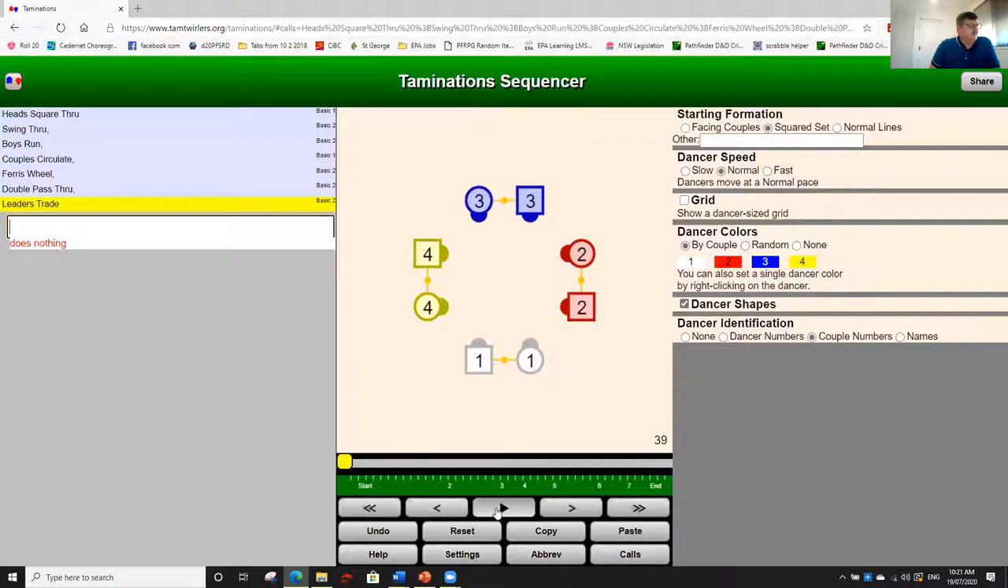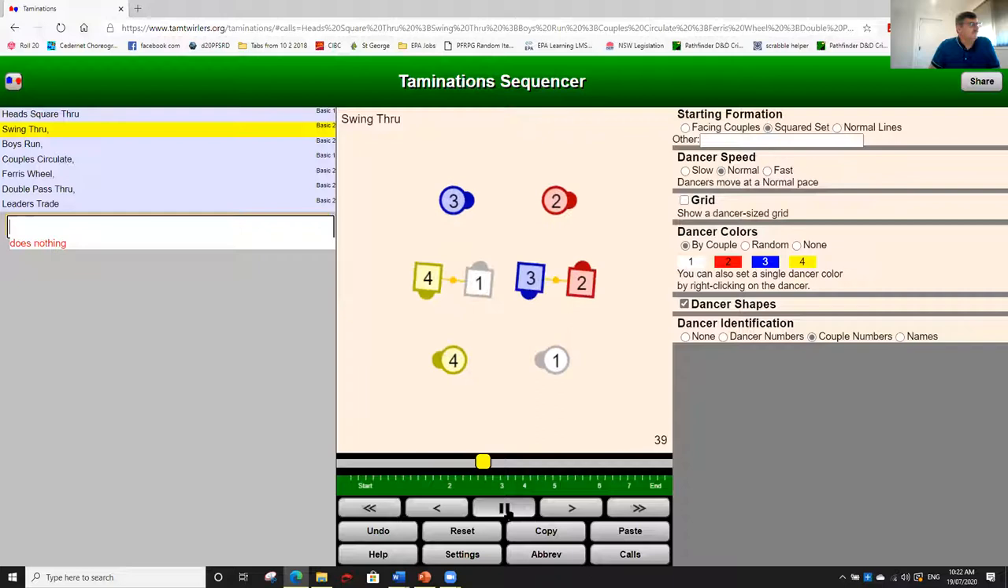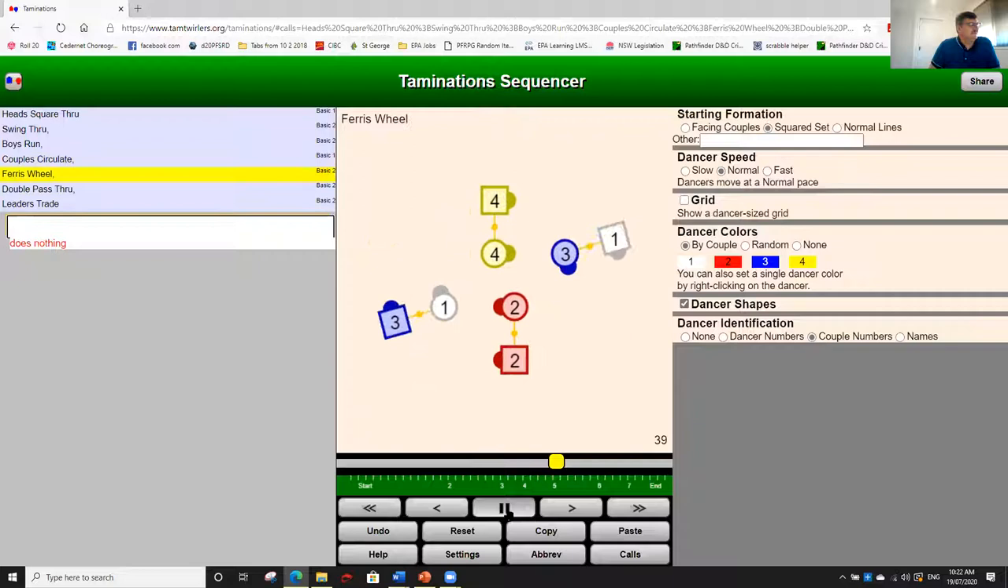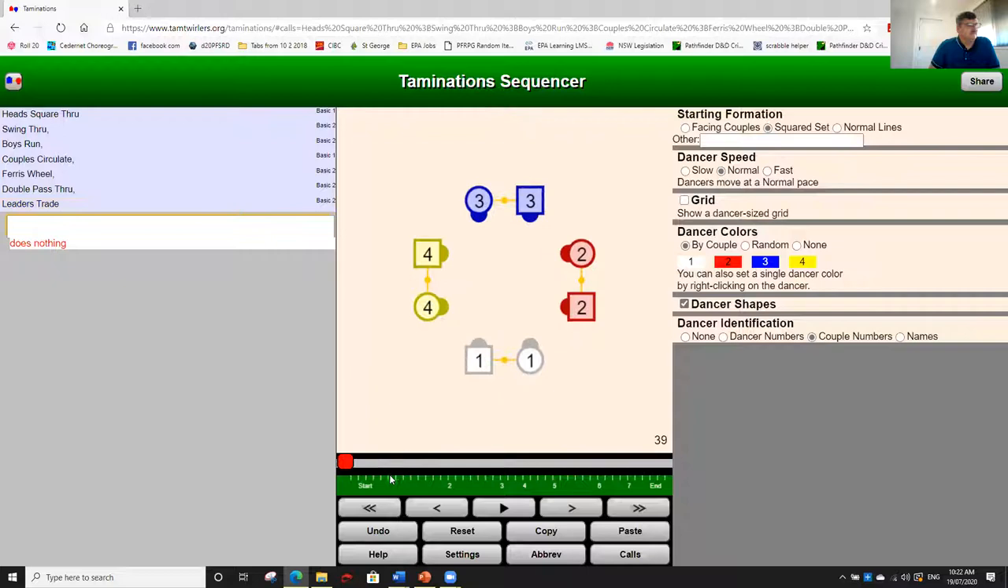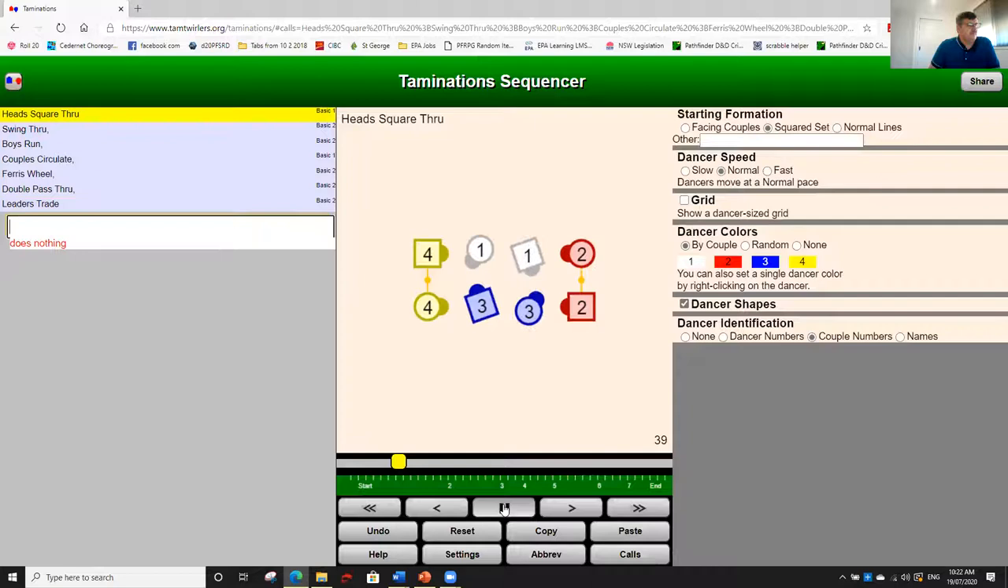Okay, so if we do head square through, here's our singing call: swing through, boys run, couple circulate, Ferris wheel, double pass through, leaders trade. Okay, so let's identify our fixed points first off. Head square through. Corner box. So after the square through, we put in brackets CB, or corner box.